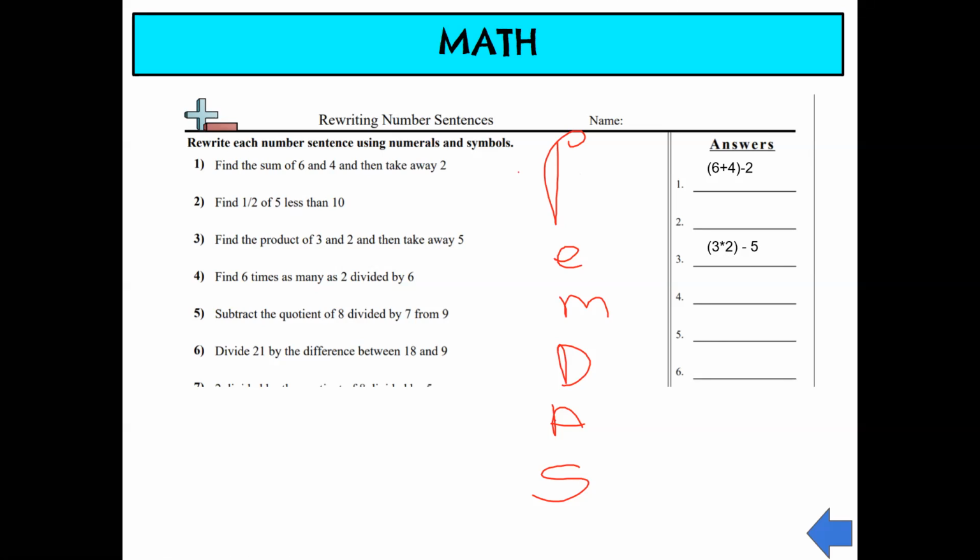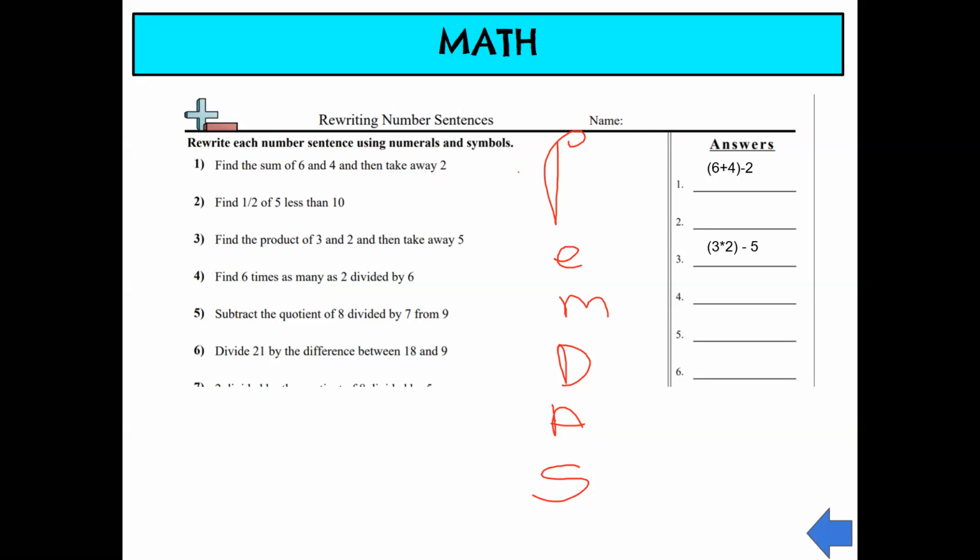All right, let's look at number 4. Number 4 says find 6 times as many as 2 divided by 6. So let's look at the key words there. The key words are times, okay, and then divided by, right? So if I know that times means multiplication, and divided by means to divide, then I need to first find what 2 divided by 6 is.